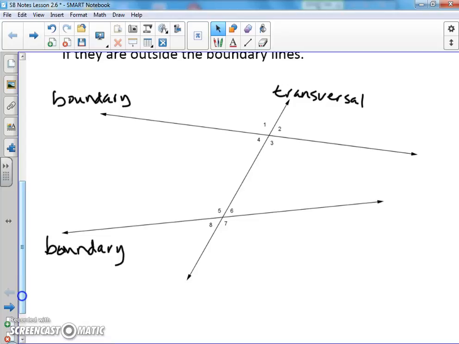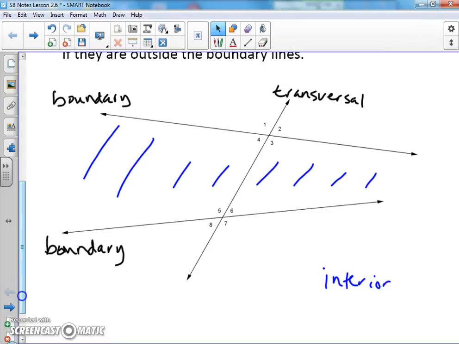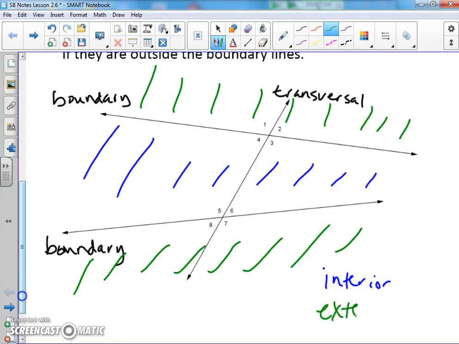Your next piece says to shade the interior and exterior using different colors. Do this very lightly because we're going to still need the figure. So this blue part is interior, the way I have this shaded, and then the green part out here and up here, both of these would be exterior.